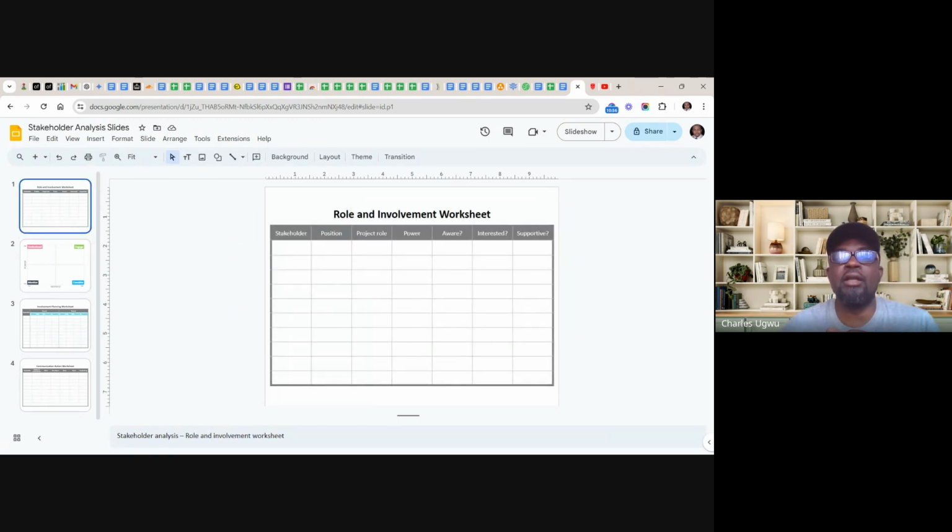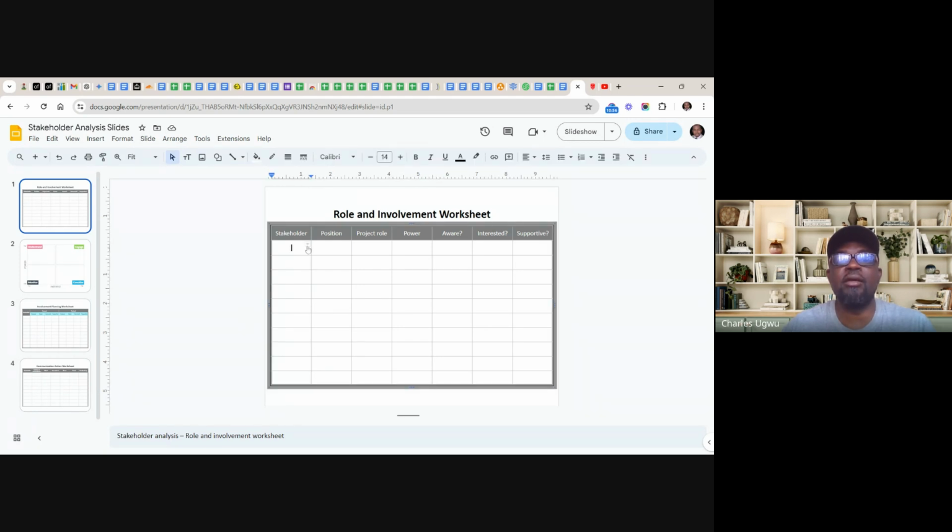This role and involvement worksheet will help you to identify stakeholders. It's very, very important. So the first thing is the stakeholder's name. You need to put the stakeholder's name here. That is the first thing. Then here you need to put the stakeholder's position in the organization.